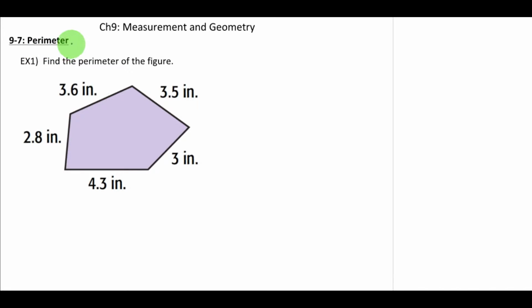Today we're looking at perimeter. We're going to find the perimeter of objects, and later on we'll actually find the missing side lengths of objects as well. Well, let's ask ourselves, what does that word perimeter mean?